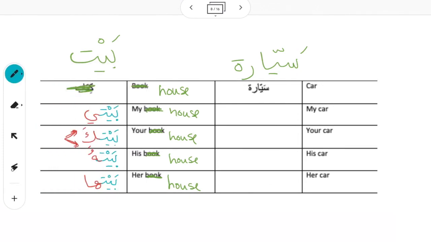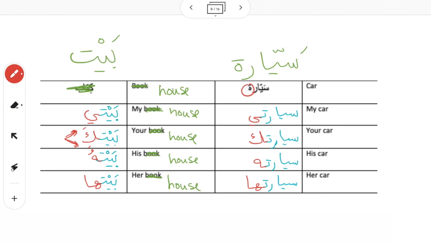Now let's do that with sayyara. When you have a word that ends in a ta marbuta, it's going to connect to a regular ta. So you open that ta up, so it's going to look like a ta maftuha. So I'm going to open it up for all of them. Sayyara. And then we attach. Once we open that ta up, then we can attach our ending. So, sayyarati, my car. Sayyaratuka, sayyaratuki, your car. Sayyaratuhu, his car. Sayyaratuha, her car.